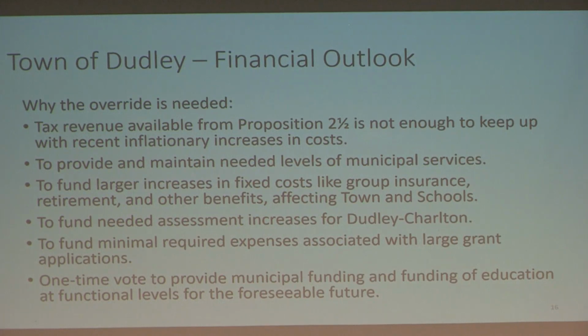Okay, why the override is needed. Tax revenue available from Proposition 2.5 is not enough to keep up with recent inflationary increases in costs, to provide and maintain needed levels of municipal services, to fund larger increases in fixed costs like group insurance, retirement, and other benefits which affect both the town and the school district, to fund needed assessment increases for Dudley Charlton, to fund minimal required expenses associated with large grant applications, and a one-time vote to provide municipal funding and funding of education at functional levels for the foreseeable future.